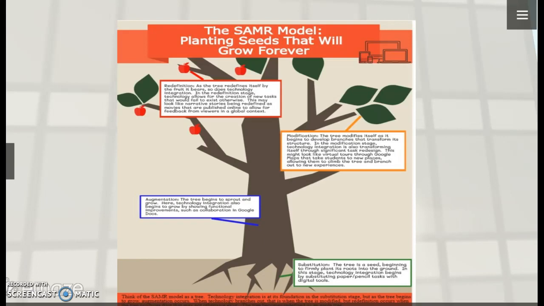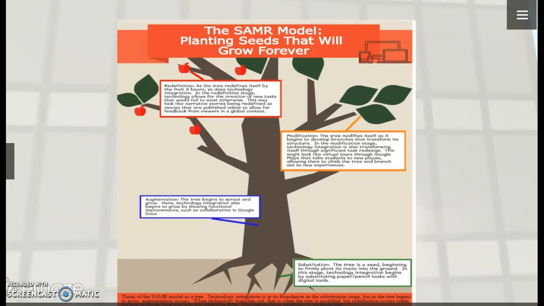Next, looking at modification. In this stage, the tree modifies itself as it begins to develop branches that transform its structure. So in the modification stage of technology integration, we're also transforming what students are doing in the classroom by promoting significant task redesign. So again, just considering what that might look like with Google Tours and how we can take those students to the next level and allow them to branch out to new experiences.